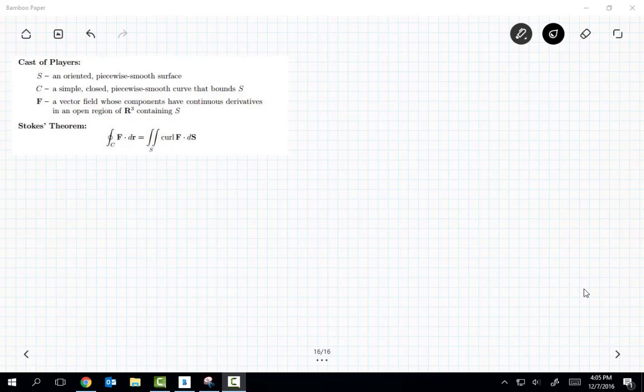It's going to be interesting, I promise you. This is Stokes' theorem, okay? So we already know about S, it's a surface. It's an oriented, piecewise smooth surface, so we have to orient it some way. Positively oriented makes it easiest for us. We're talking about C, which is a simple, closed, piecewise smooth curve that bounds S. And I'll show you what that means in just a sec.